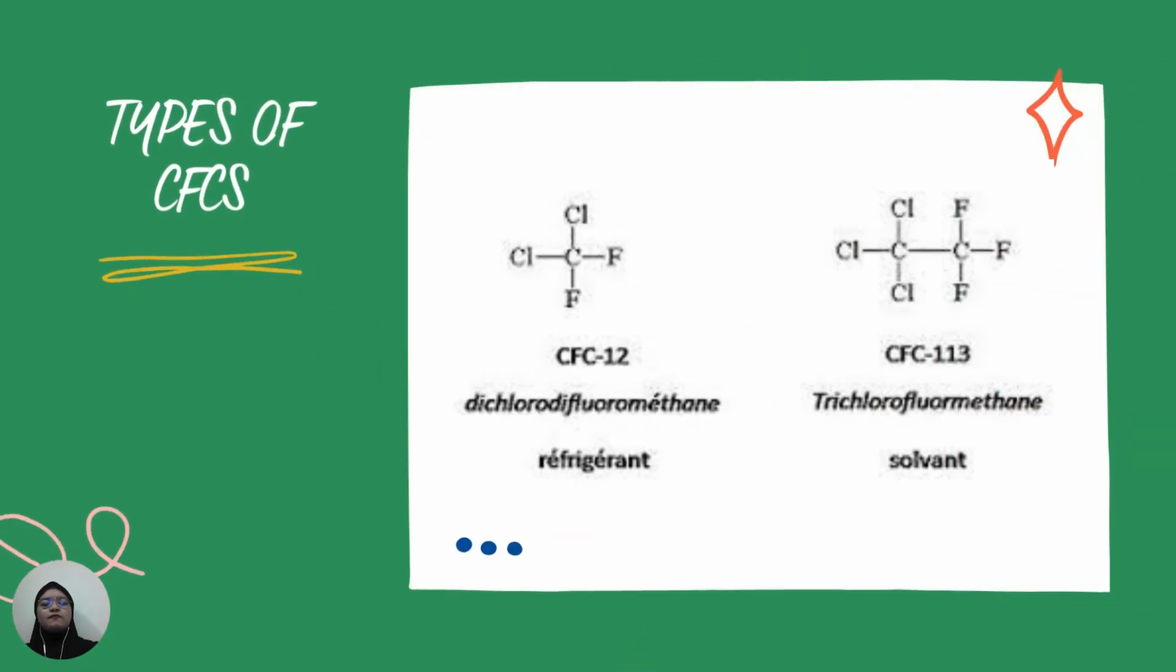There are a lot of types of CFC, but I will only include two types of them. The first one you see here is CFC12, which is also called dichlorodifluoromethane. Dichlorodifluoromethane is always used as refrigerant. And then another type of CFC here, we have CFC113, also known as trichlorofluoromethane, that we always use as solvent.